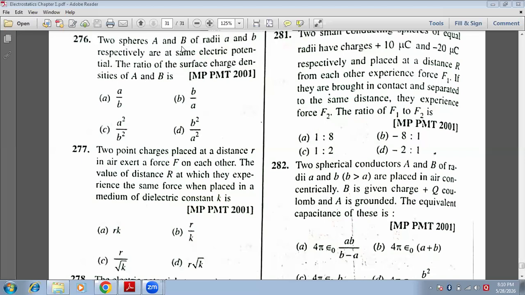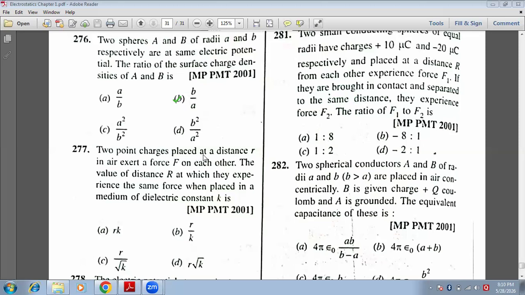Two spheres A and B of radii small a and small b respectively are at same electric potential. The ratio of the surface charge densities of A and B is option A, b upon a, option B, a upon b, option C, a square upon b square, option D, b square upon a square. Correct answer option B, b upon a.